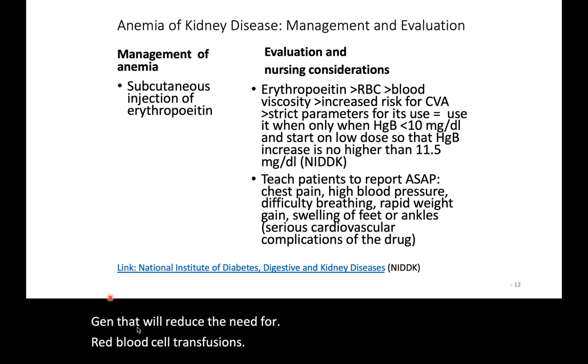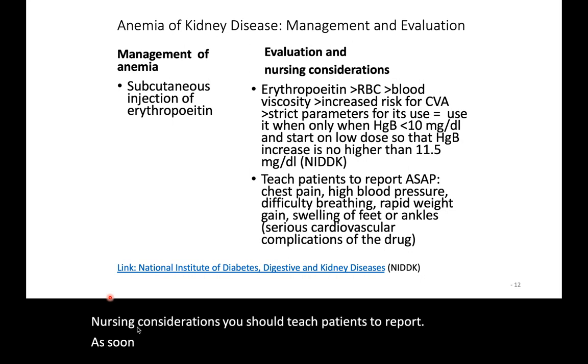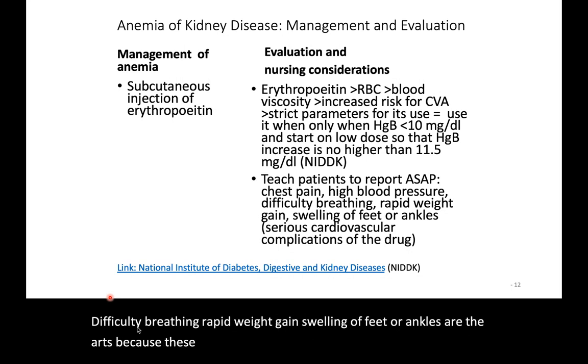Nursing considerations: you should teach patients to report as soon as possible chest pain, high blood pressure, difficulty breathing, rapid weight gain, swelling of feet or ankles, because these are serious cardiovascular complications of the drug.